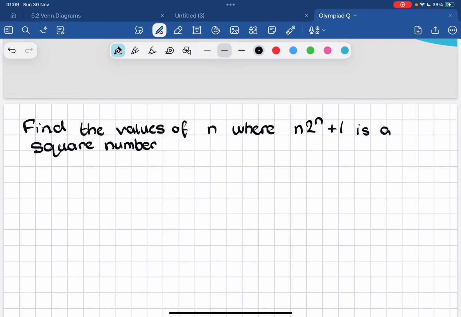Today we are presented with the problem: find the values of n where n times 2 to the n plus 1 is a square number. Well, the way we'd write this in terms of algebra is n times 2 to the n plus 1 equals a number squared. So that number is k. It's k squared.